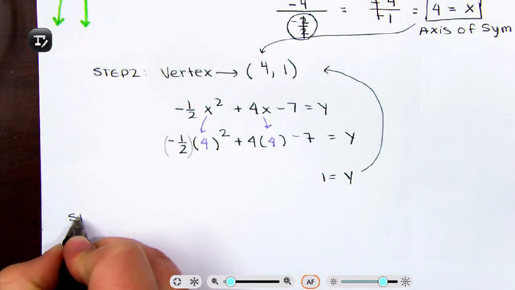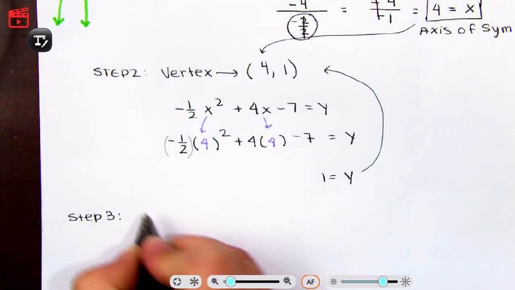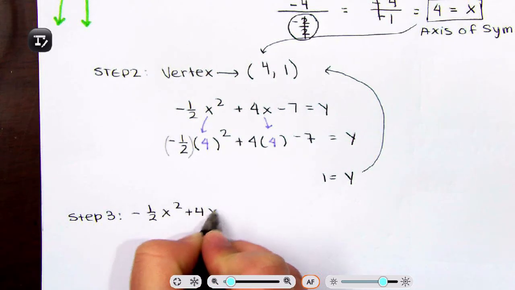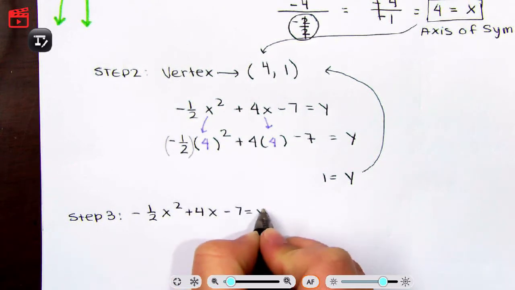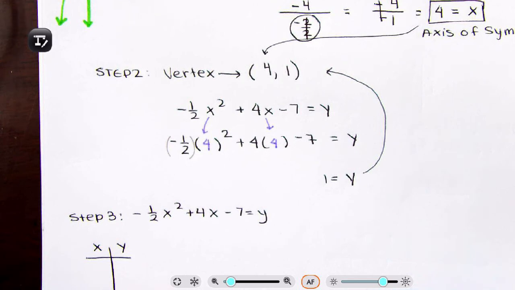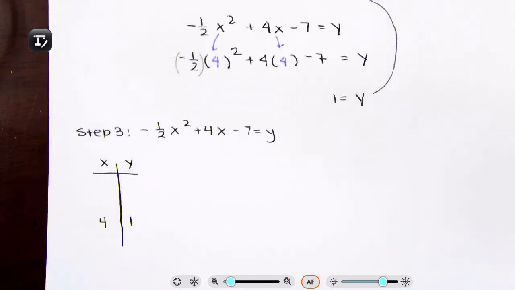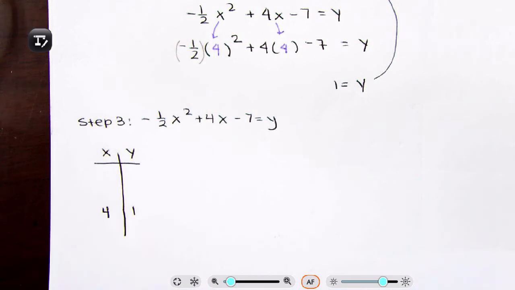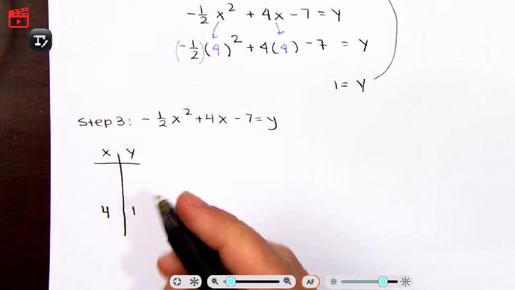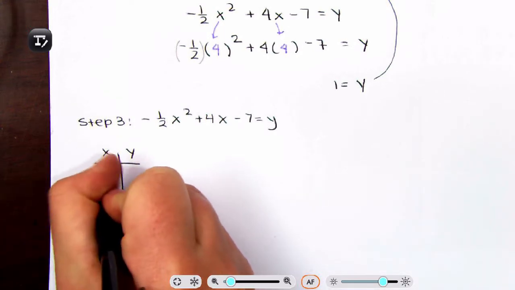Step 3 is to use that original equation again and plug in 2 more points. Create a t-chart with your x and y. Take your vertex point and just write it in the middle. So I have 4 and 1. And then I'm going to choose points that are very close to 4. I always like to go smaller numbers, so I'm going to have a 3 and a 2.